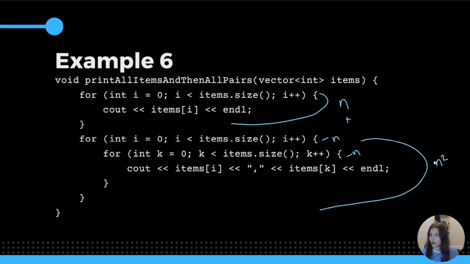Going by our rules for big O notation, we go with the highest polynomial. So the big O for this is O(n squared). Because this was n plus n squared, the highest polynomial is our big O.